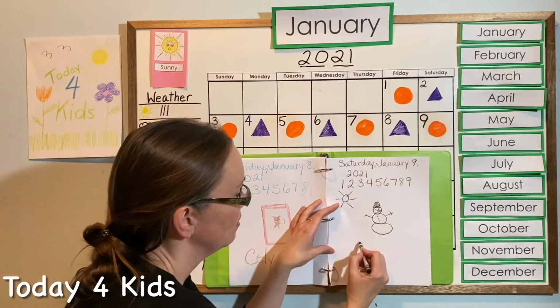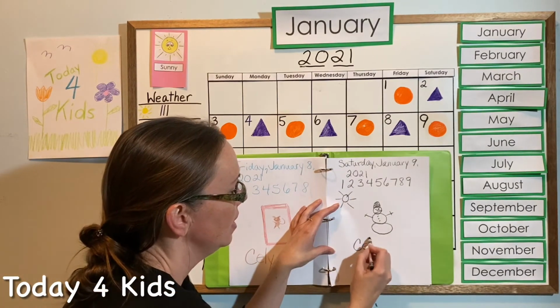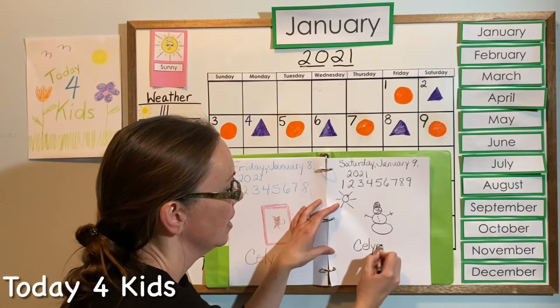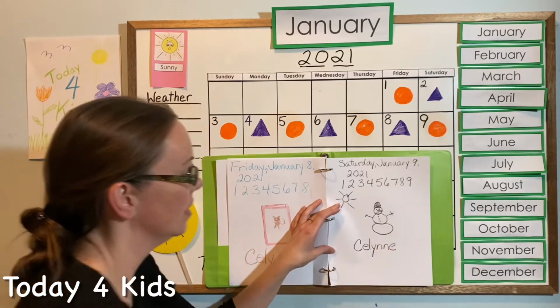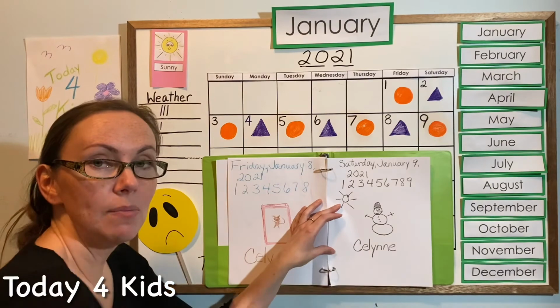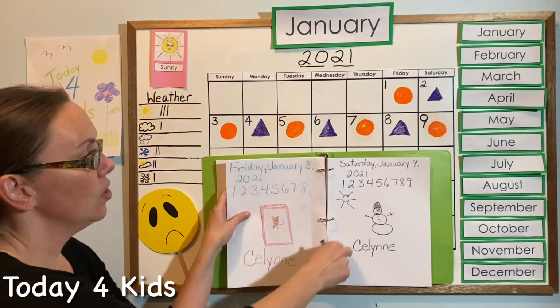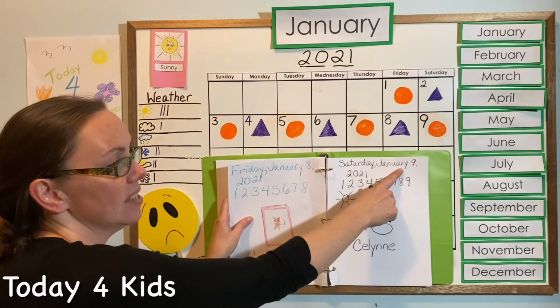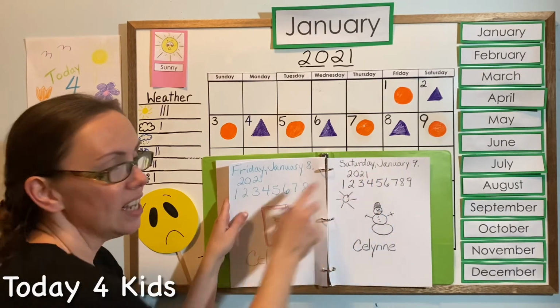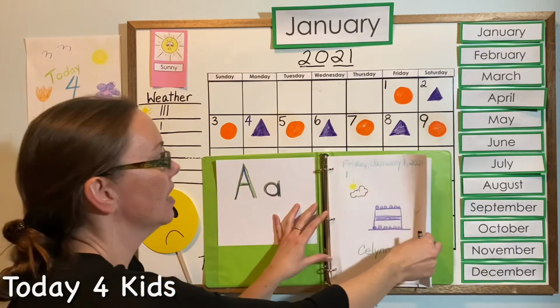And then I'm going to print my name, C-E-L-Y-N-N-E. I'm going to practice printing my name every day so that I can get really good at it. Now, if you don't know how to spell your words like this yet, or if you don't know how to make all of these letters, you can just practice making the letters.